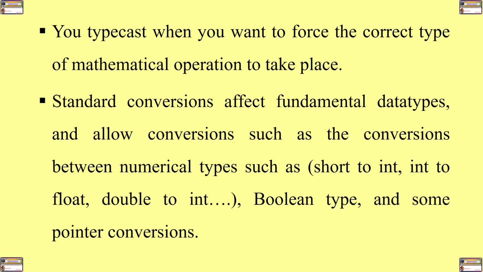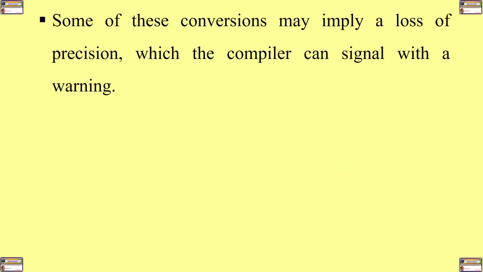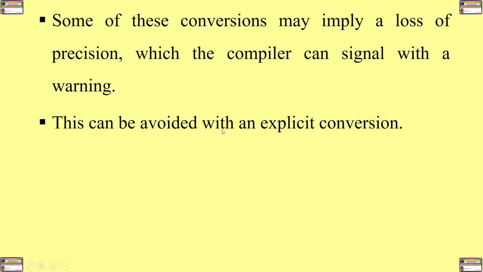Standard conversions affect fundamental data types and allow conversions such as the conversions between numerical types, such as short to int, int to float, double to int, amongst others, Boolean type, and some pointer conversions. Some of these conversions may imply a loss of precision, which the compiler can signal with a warning. This can be avoided with an explicit conversion.